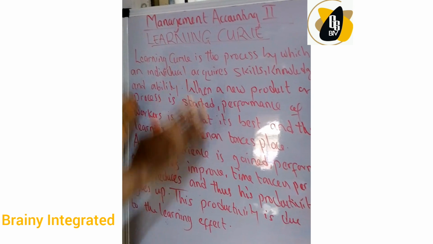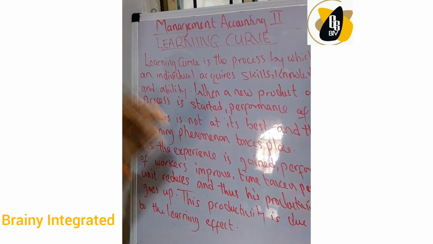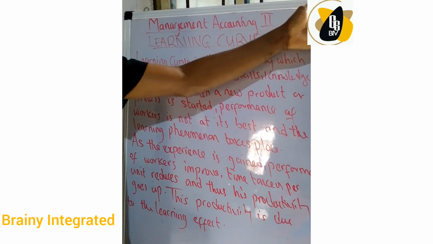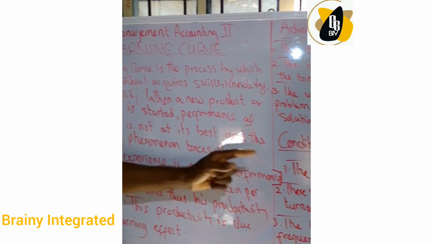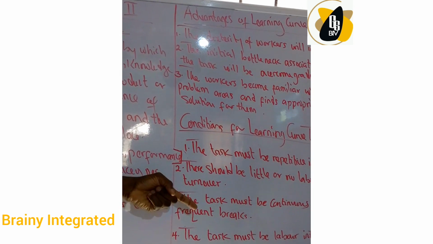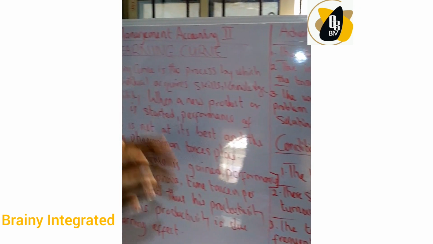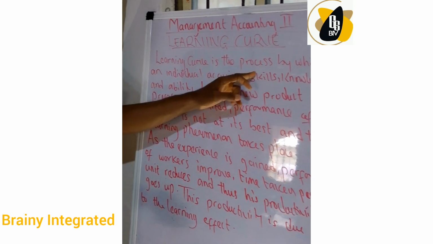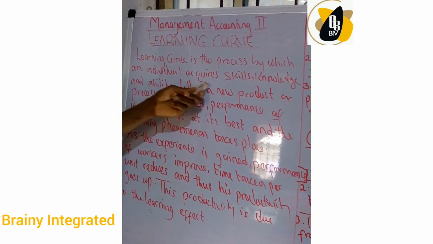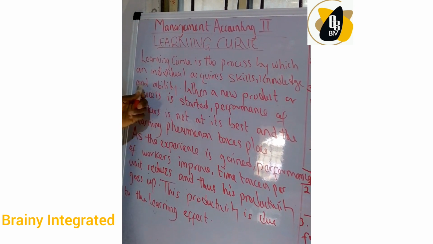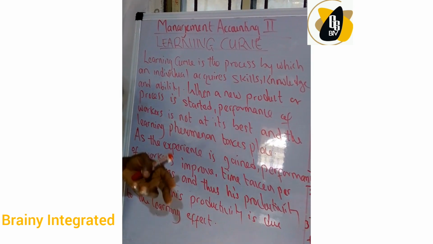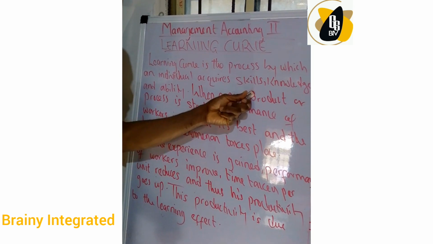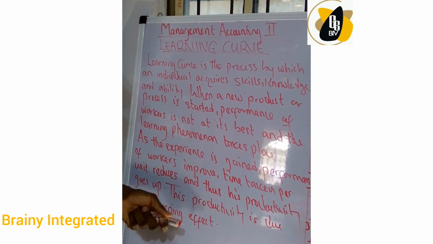When we say learning curve, what are we talking about? I'm going to give you the meaning, the explanation, the advantages, and the conditions under which learning curve theory can operate, before we go into the solving of illustrations. Now, learning curve is a process by which an individual acquires skills, knowledge, and ability.